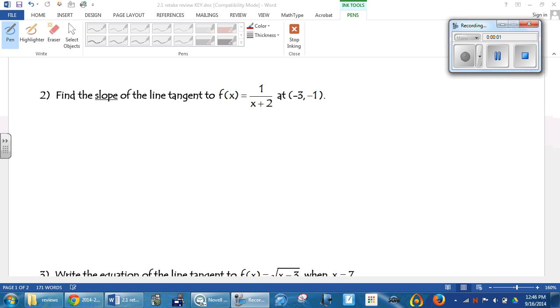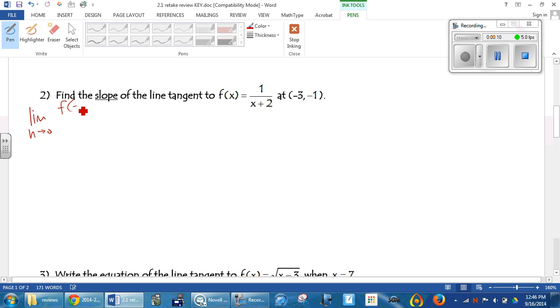We're going to find the slope of the tangent line using the limit definition of the derivative. So the limit as h approaches 0 of f of negative 3 plus h minus f of negative 3, all over h. All we're doing here is following this function notation. We're going to put negative 3 plus h in the place of x. So we're going to have the limit as h approaches 0 of 1 over negative 3 plus h plus 2. Right, we're just putting that in the place of x.